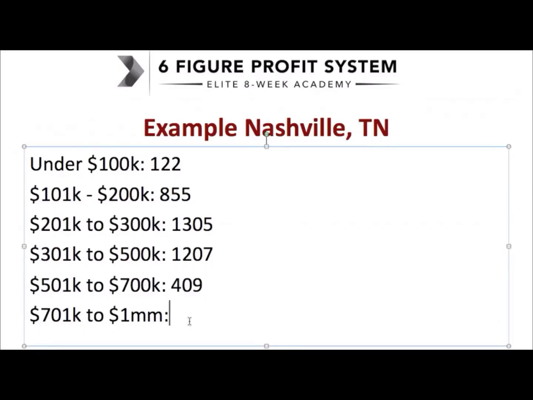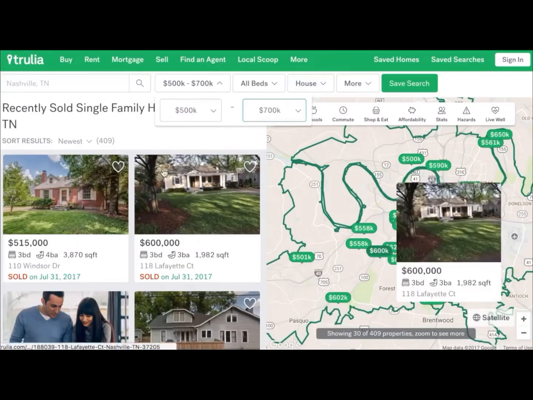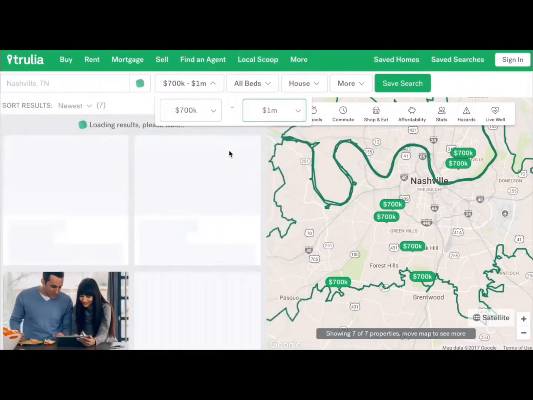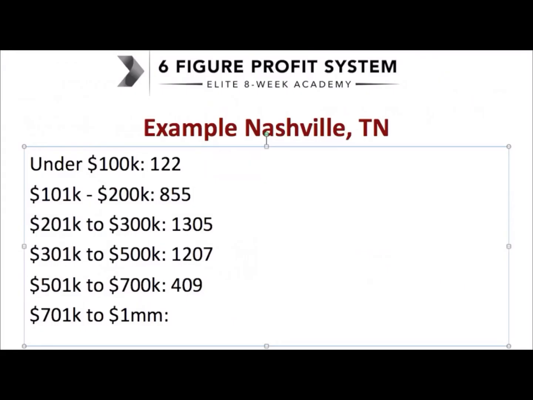409. And then let's do the 700 to a million. So we'll put in here 700 all the way up to 1 million. And there were 230. Okay, so there, we just did our market research on solds.